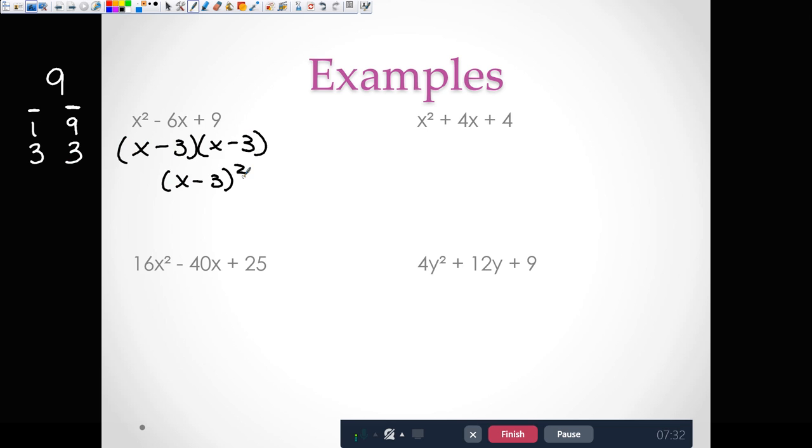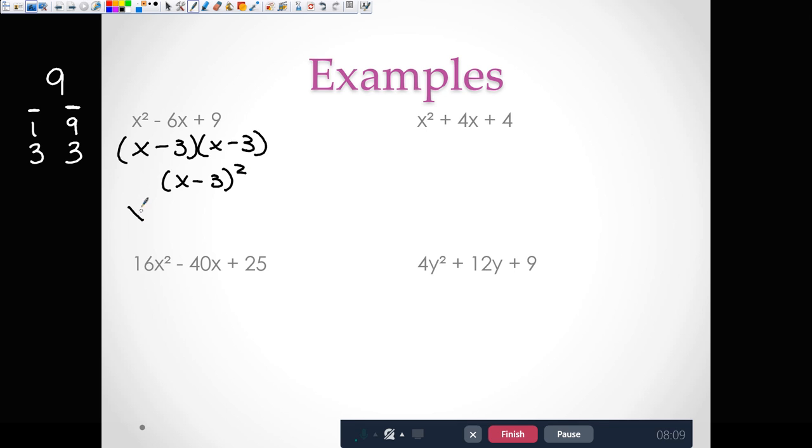But if we identify that it's a perfect square trinomial, where the first term is a perfect square and the last term is a perfect square, and then I find the square root of both these terms, so what's the square root of 9? 3. And the square root of x squared is x, and that doubled would be 6x. If it's a perfect square in the beginning and a perfect square at the end, most likely it's a perfect square trinomial. Okay? All that we have to do is find the square root of the first term.